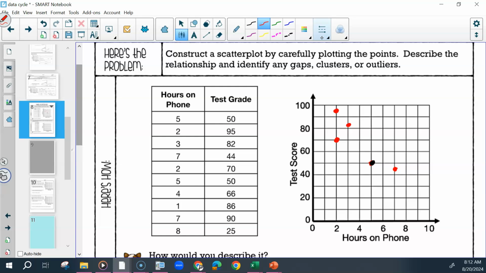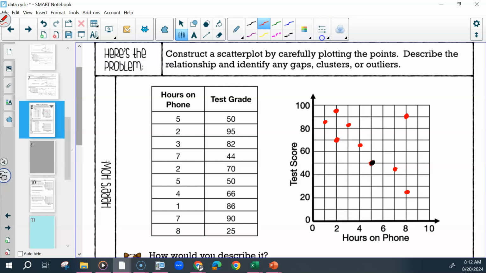4 and 66. I'm going to make that a little bit higher than half. 1 and 86. Again, a little higher than half. 7 and 90. And then 8 and 25.